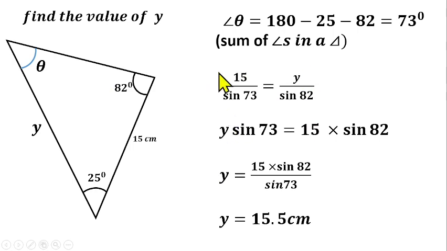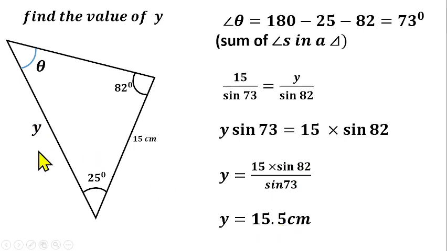What can we do here? We can cross multiply as well. Y will multiply sine 73. So we have y sine 73 equals 15 multiplied by sine 82, so we have 15 times sine 82. Then from there, what do we do? We divide both sides by sine 73. So that will give us y equals 15 times sine 82 over sine 73. Punch your calculator, that will give us 15.5 centimeters, approximately to one decimal place, as the value of what?